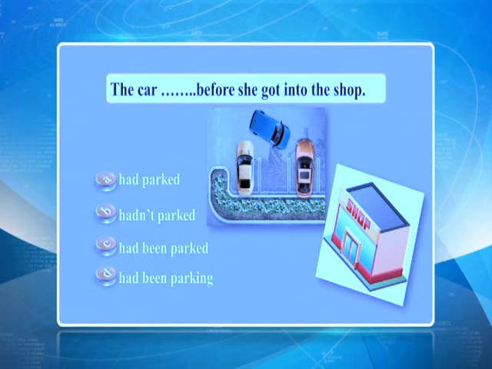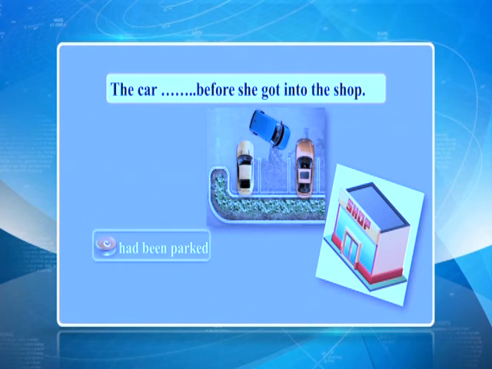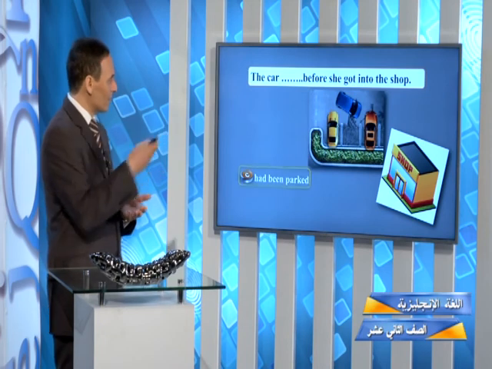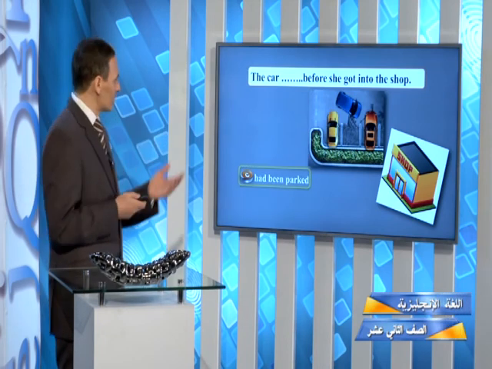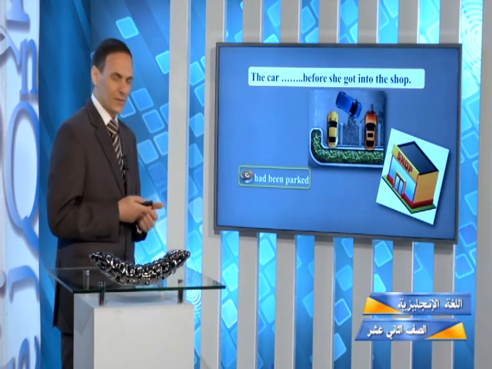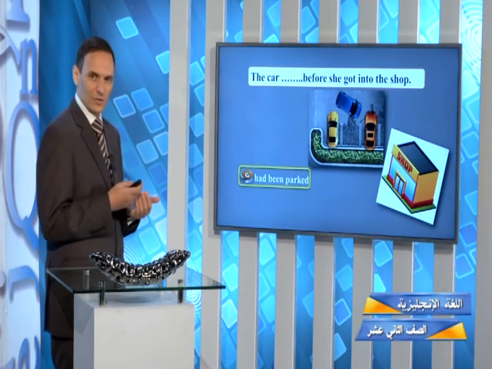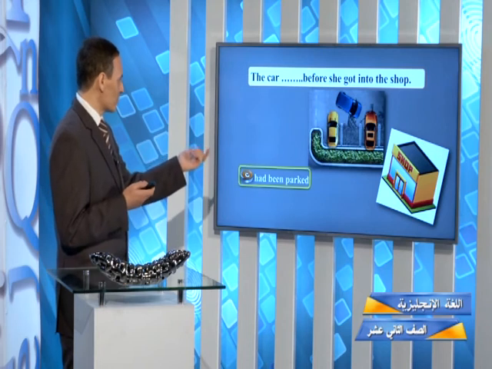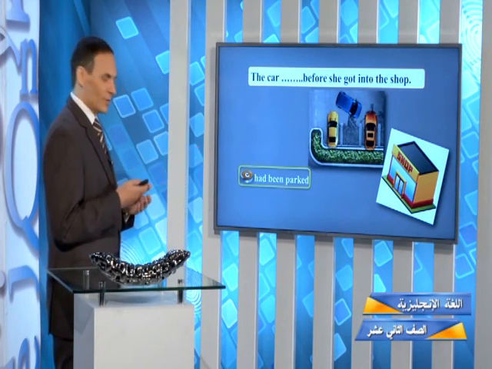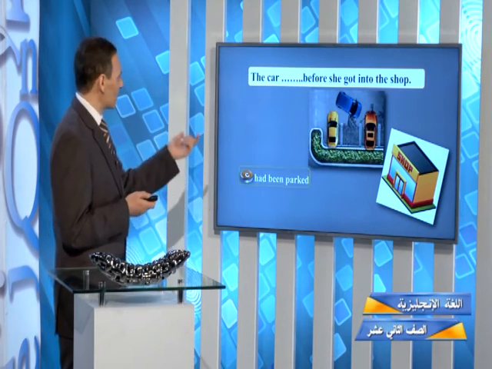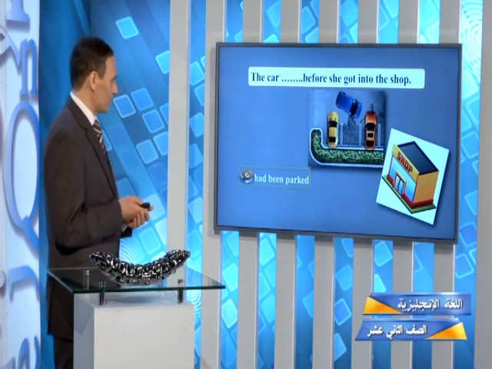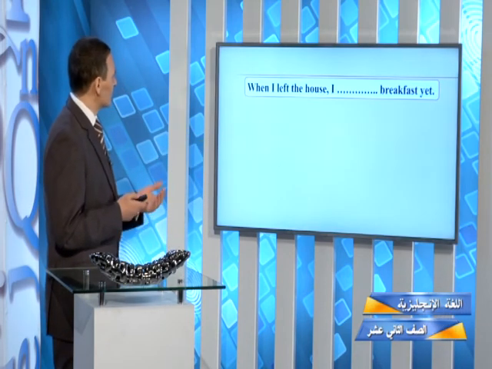So the car had been parked by the driver, by the lady, who then got into the shop. Okay, so here is a past perfect tense of the verb, but it is in the passive voice. So remember, to form the passive voice of a verb that is in the past perfect, we use had been plus the past participle. All right, so next sentence.